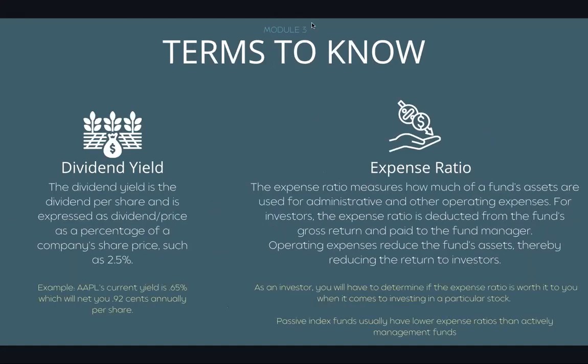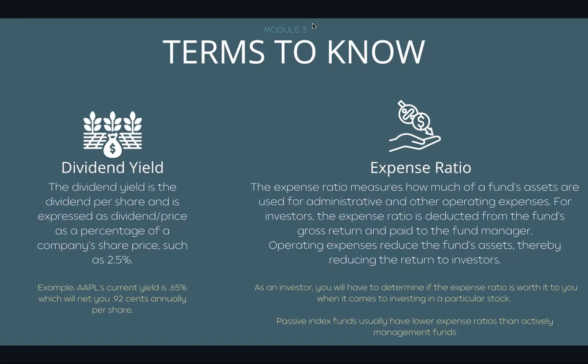So some terms that you guys got to know: the dividend yield, essentially the dividend per share in regards to the price, as a percentage of the company share price, or stock price. So for example, let's just say for Apple, at its current price, its current yield is 0.65% of the current stock price, which will give you 92 cents annually per share.